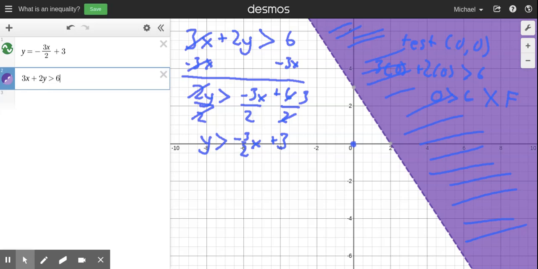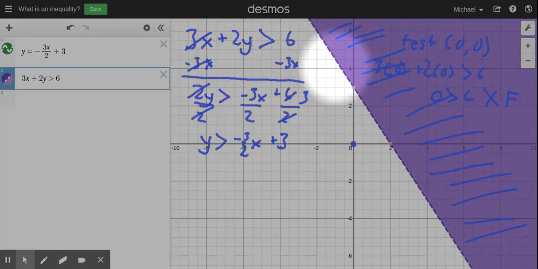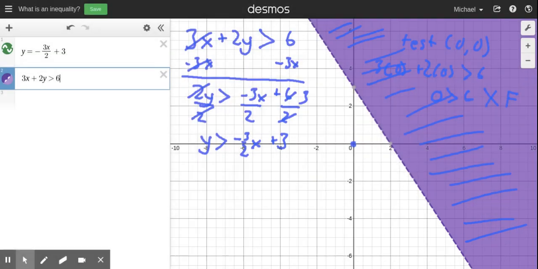Notice again the dashed line as opposed to a solid line, because our original inequality was strictly greater than. When it's strictly greater than or less than, our boundary line is dashed. That means those points are not part of the solution. Whereas if it's greater than or equal to, or less than or equal to, then it's solid. That means those points are part of the solution. So there's our graph. There's our picture of the solutions to this inequality.